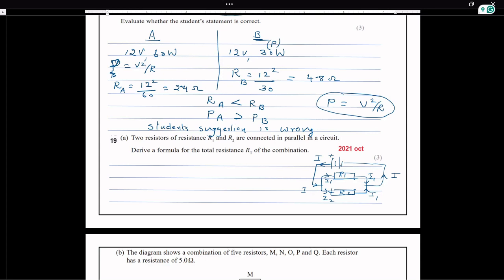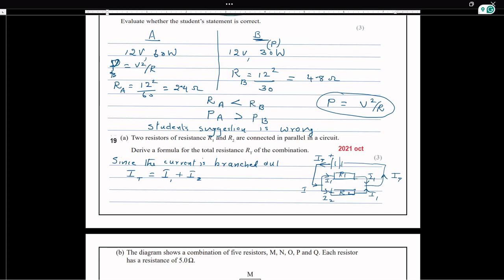Since the current is branched out, we can write the total current. Total current means the circuit current. Circuit current is the total current of branch 1 and branch 2, the current that is starting from the battery. So total current is the sum of I1 and I2, the branch currents.